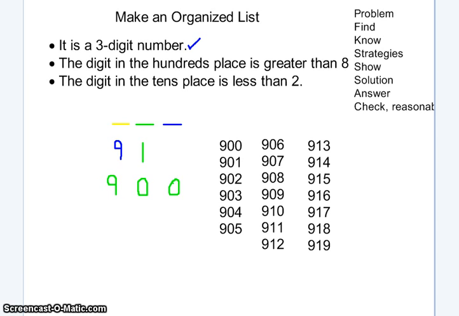Alright, so we've talked about solving problems, and one way we did talk about solving problems was to make an organized list. And when we did that, we went through the strategy of what's the problem, what do we need to find, what do we need to know, what are strategies we can use, let's show it, let's figure out our solution, what's our actual answer, and we check: is it reasonable? Well, today we're going to talk about drawing a picture and writing a number sentence.